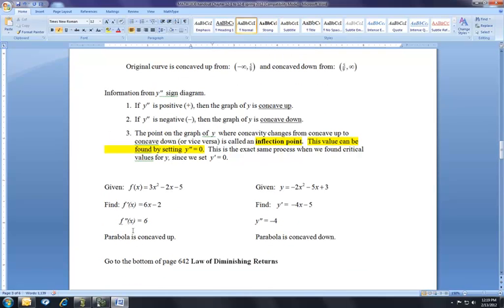Now, one more thing I need you to go and do. At the bottom of page 642, they talk about the law of diminishing returns. They talk about it, and there's an example. So I need you to look at that, because there are some homework problems and quiz problems, possibly even on the test, that talk about the law of diminishing returns.